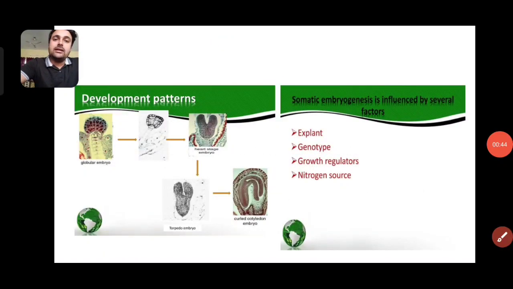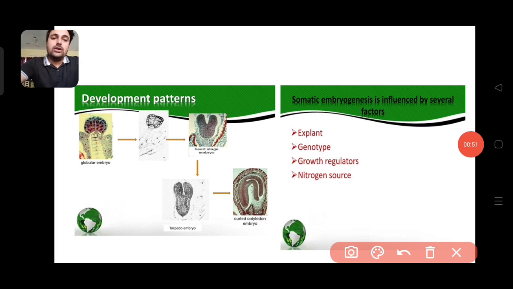Come to the next slide. This will be your development pattern. As you can see here, first your embryo will look like this globular shape, after that heart stage embryo, after that torpedo, and in the last it will look like a mature cotyledon embryo, and you can plant it into the field.